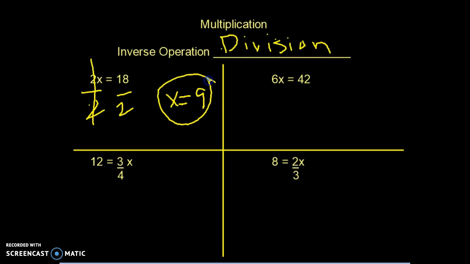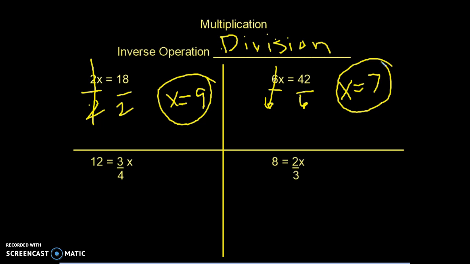Always a good idea to double check your work and substitute that 9 back into the equation. Is 2 times 9 18? Yes, it is. So you have a valid answer. The second one, we have 6x equals 42, so we're going to divide both sides by 6. The 6's cancel out. We have x equals 7 because 42 divided by 6 is 7.